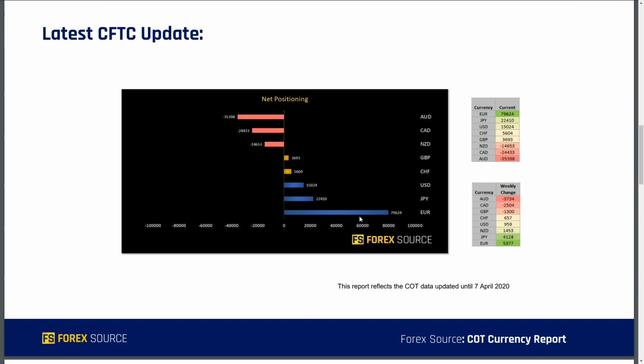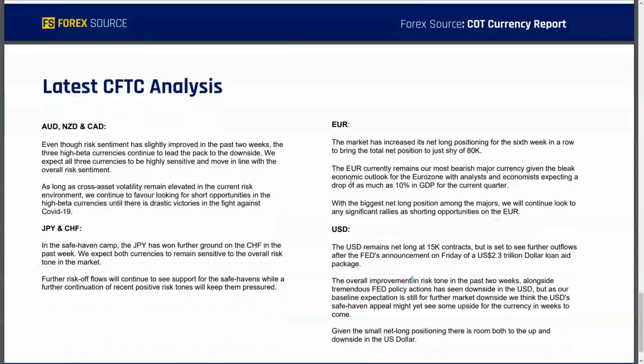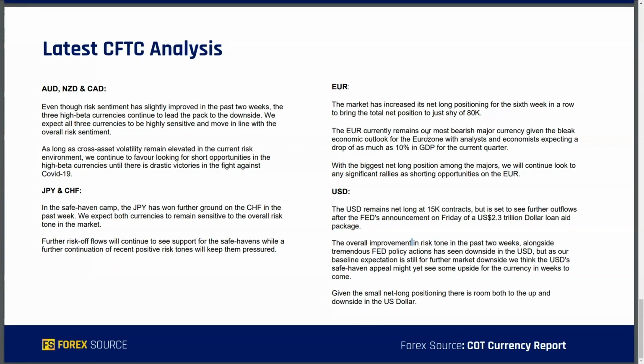Now, when we quickly take a look at why we said we could look for potential opportunities to the downside in the euro, if we just quickly go down to our analysis, we can see that we said here that the euro currently remains our most bearish major currency given the bleak economic outlook for the eurozone, with analysts and economists expecting a drop of as much as 10% in GDP for the current quarter. And thus, with the biggest net long position among the majors, we will continue to look for any significant rallies as shorting opportunities on the euro.